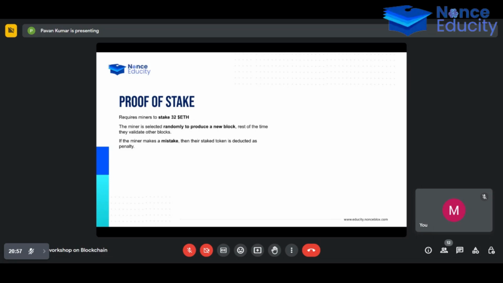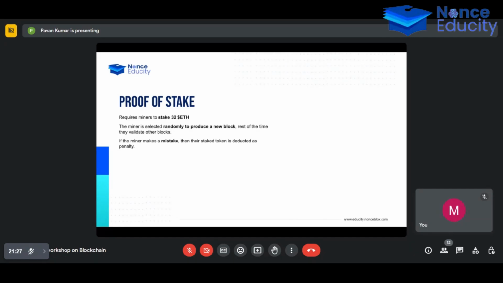And here you will be selected randomly. It's not like you have to compete with each other. You will be selected randomly to mine a block, and the rest of the time you spend validating. Okay, if there are 100 miners who have staked the 32 ETH and are ready to mine a block in proof of stake, each one will be picked in turn, and the remaining people who were not picked at that particular moment will validate that block, whichever the miner creates.